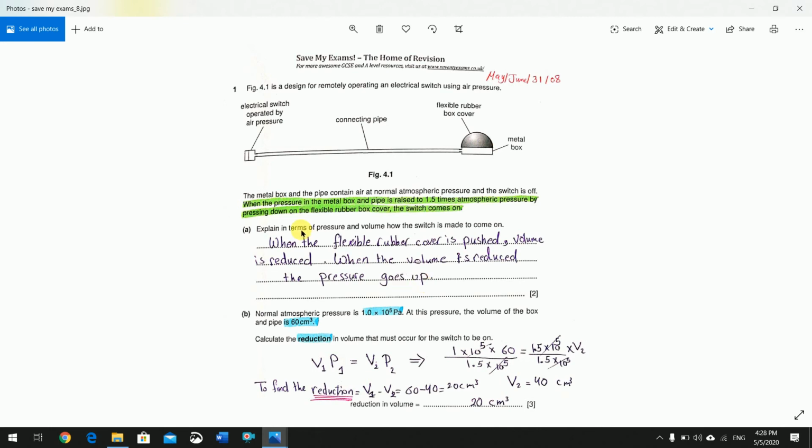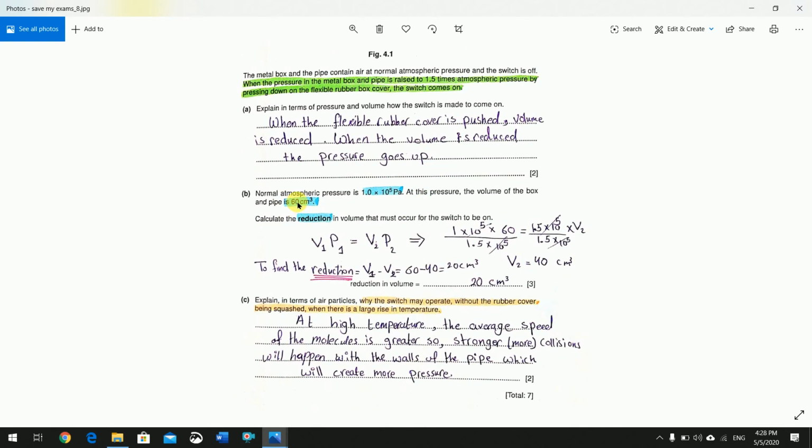Now, explain in terms of the pressure and the volume how the switch is made to come on. When you push the flexible rubber cover, the volume here will reduce. When the volume is reduced, the pressure goes up. So the pressure of the air inside the metal box and the connecting pipe will be increased. Now, normal atmospheric pressure is 1 times 10 to the power 5 pascals. At this pressure, the volume of the box and the pipe is 60 centimeters cubed.